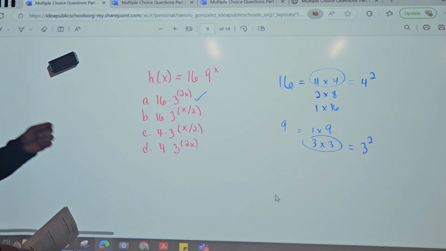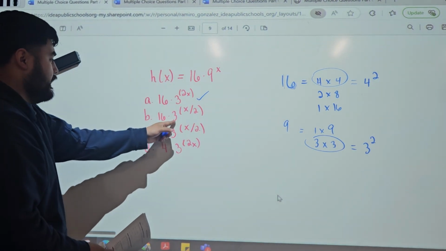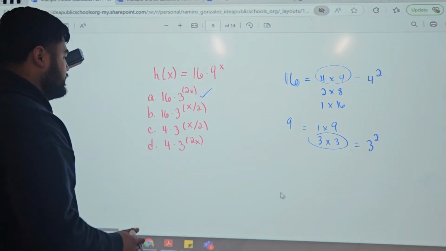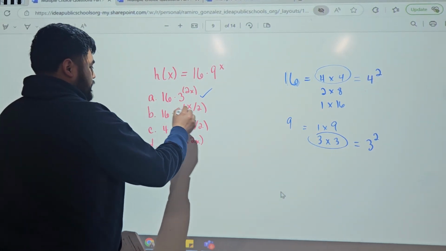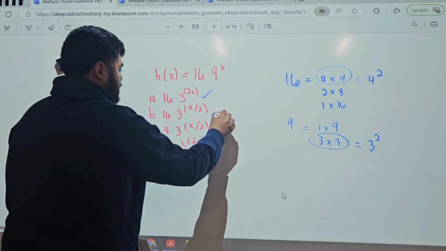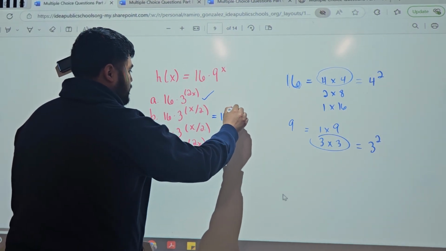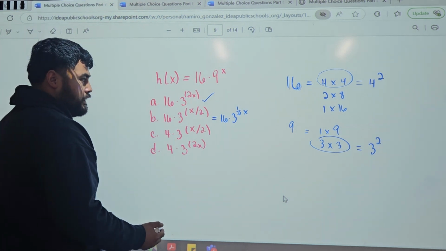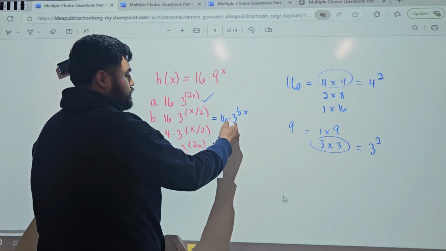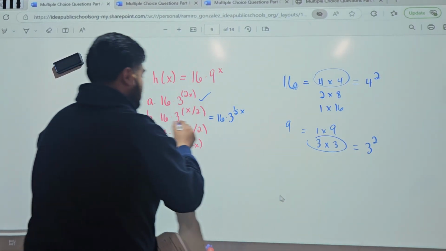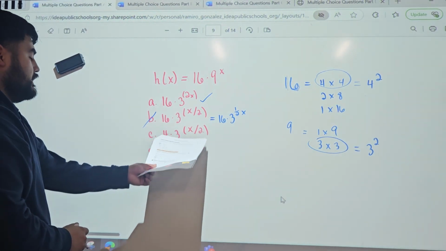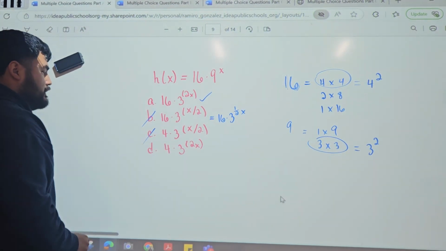What about the next one? What about 16 times 3 to the power of x divided by 2? Well, in this case, you have basically 16 times 3 to the power of 1/2 x. No, it's not going to work. In order to get this 9 from this 3, I need a degree of 2. This one's obviously out. This one right here is also happening down here, so this is a no-no.